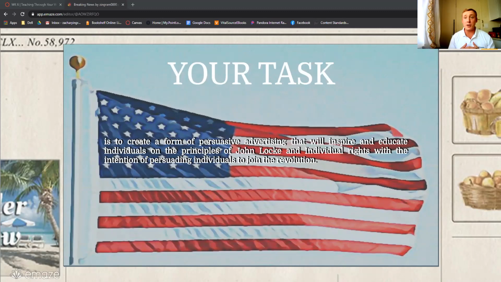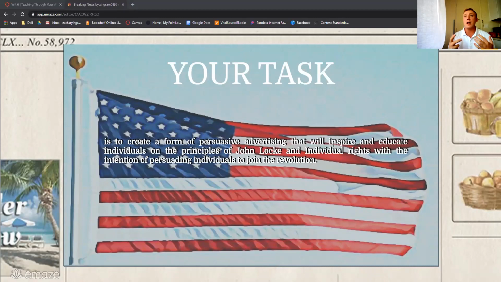But today we're starting a really new assignment. It's going to be a culmination, a wrap-up of this entire unit that we've been working from. We're going to be producing a piece of advertisement that you can distribute to your fellow classmates, and you're going to present it to them in an attempt to sway them to join the revolutionary cause, right?